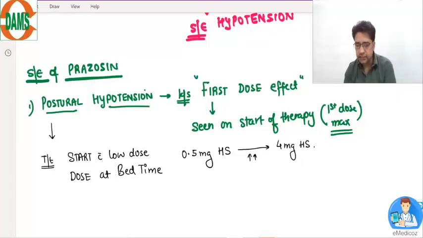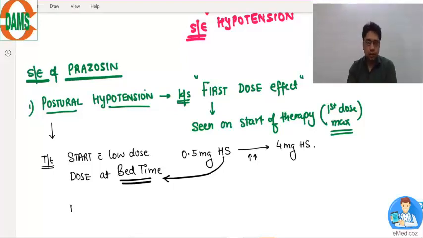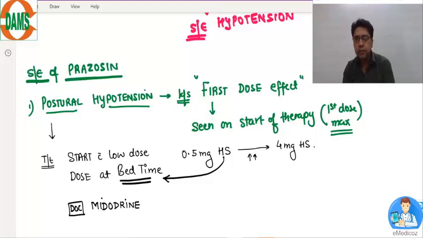HS means bedtime. And if you want to treat postural hypotension, the drug of choice is midodrine. The drug of choice for the treatment of postural hypotension is midodrine. I hope it's simple now.